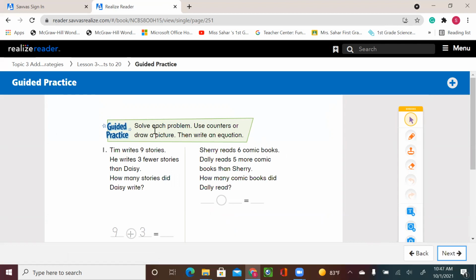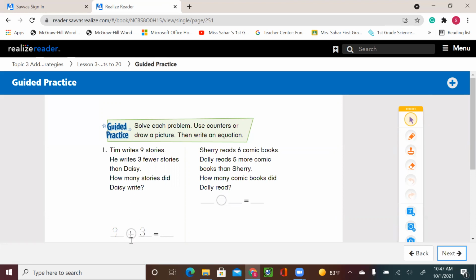All right, solve each problem, use counters or draw a picture, then write your equation. Tim writes 9 stories. He writes 3 fewer stories than Daisy. So how many stories did Daisy write? So we know that Tim writes 9 stories. That's what Tim did. And he writes 3 fewer stories than Daisy. So that means Daisy wrote more. So we're going to say 9 plus 3.